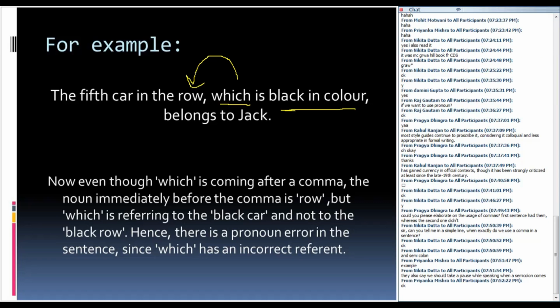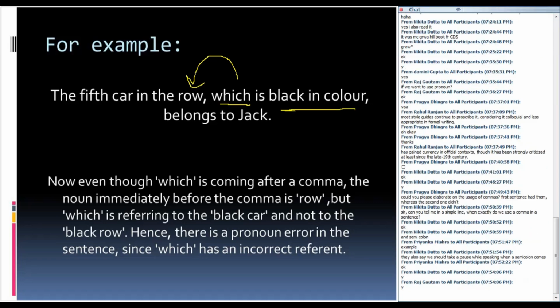Okay? Did you understand? Okay. Now, if before the word which there is a preposition, then these two rules do not apply.